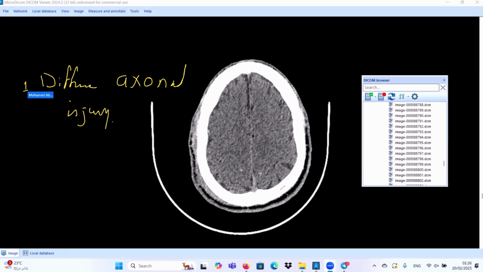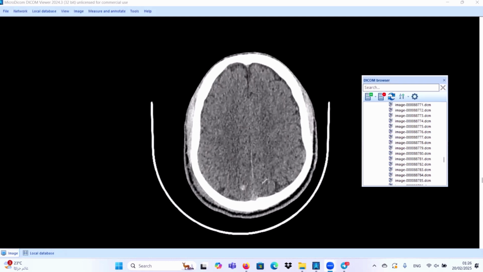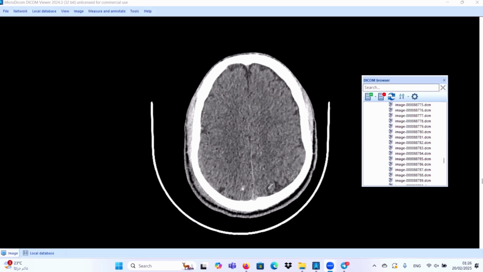Diffuse axonal injury can be induced by shearing force. This can be located at three main locations: the corpus callosum, the gray-white matter interface, and the brainstem, mainly the dorsal aspect of the brainstem.